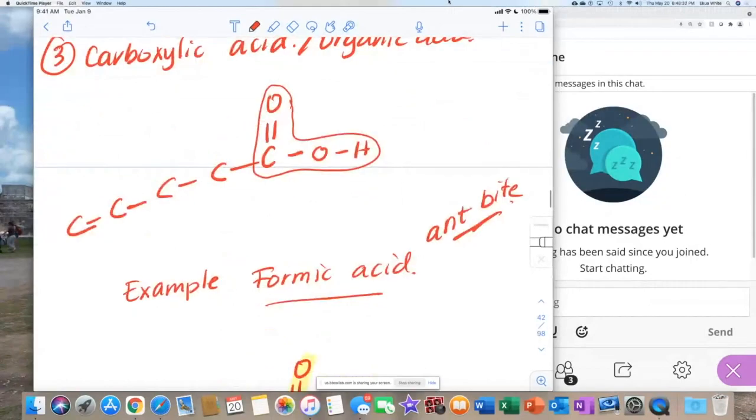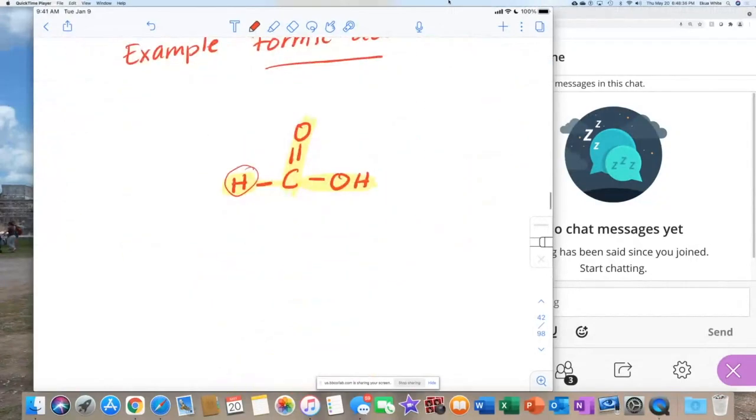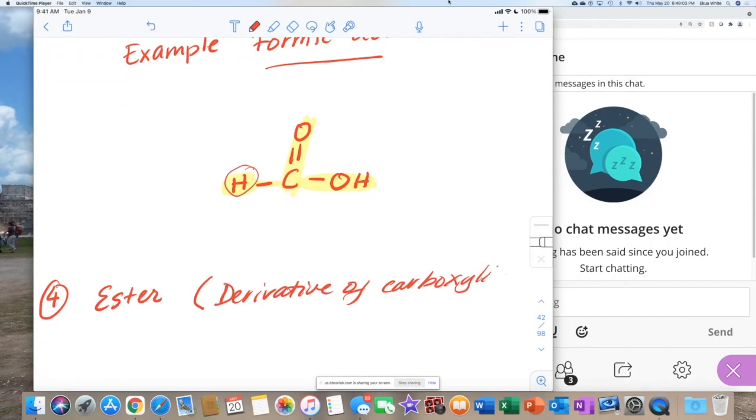Okay, so we've seen carboxylic acid. Finally, we have number 4. This is called an ester. Esters are essentially derivatives of carboxylic acids. It will make more sense when we actually talk about carboxylic acid down the road.